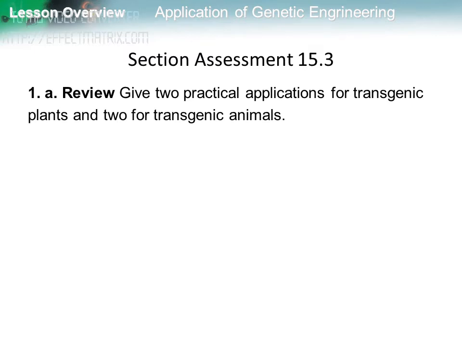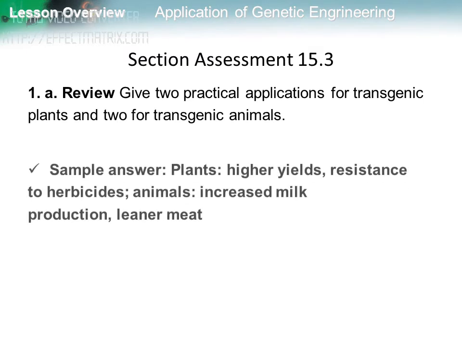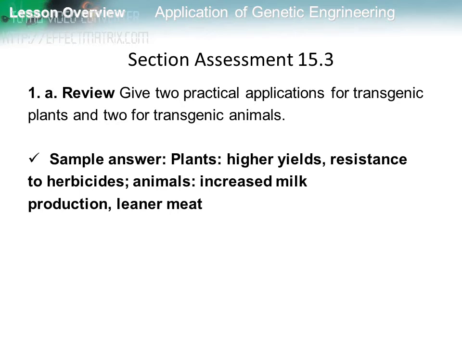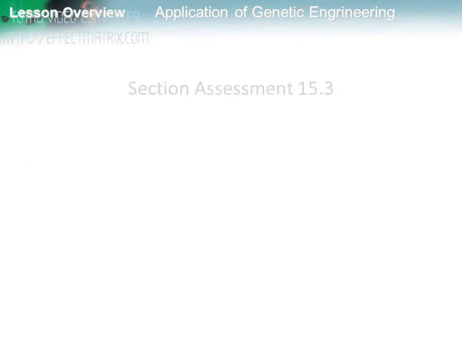I hope you are trying the answer. Well then, sample answers could be: plants, higher yields, resistance to herbicides; and animals, increased milk production and leaner meat. Let's try another one.